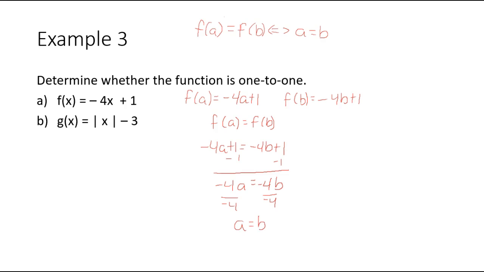And so we can say, yes, f is one-to-one, because when I set f of a equal to f of b and solve that problem, it must be true that a and b were equal to each other. So this one is going to be a yes.